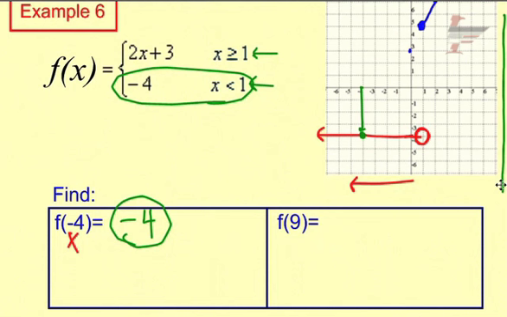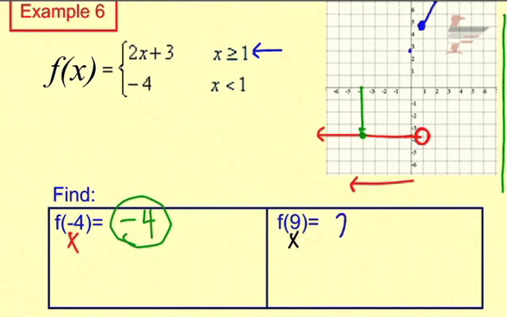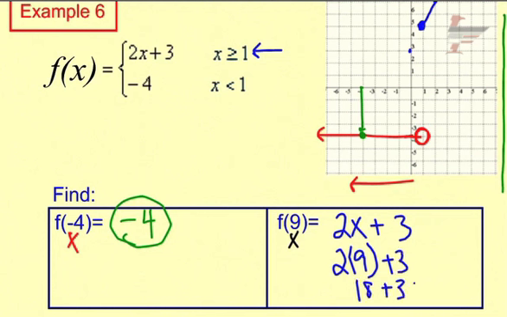The next one, f of 9. When x is 9, which equation are we going to plug into? So we look at the equations again, and our little restrictions off on the side. Is 9 greater than or equal to 1, or is 9 less than 1? Since we know that 9 is greater than or equal to 1, that means we're going to plug it into this equation, just the 2x plus 3. So instead of the x, I'm going to put a 9, so 2 times 9 plus 3. 2 times 9 is 18. 18 plus 3 gives us a final answer of 21.